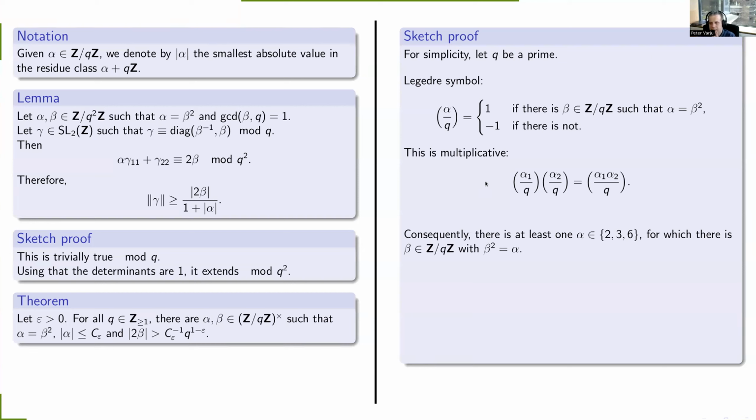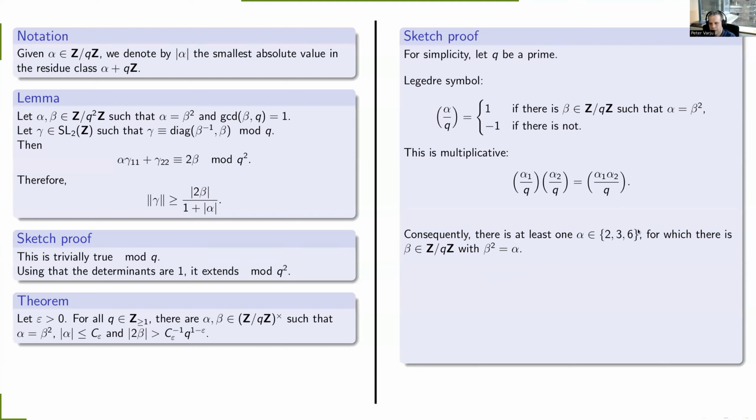Because this implies that if I look at 2, and 2 is not a square modulo q, and also 3 is not a square modulo q, so I have 2 over q times 3 over q, that's going to be equal to 6 over q, and if this is minus 1 and this is minus 1, then alpha 1 times alpha 2 over q is going to be equal to 1. So what this tells me is that if 2 is not a square and 3 is not a square, then 6 will be a square.